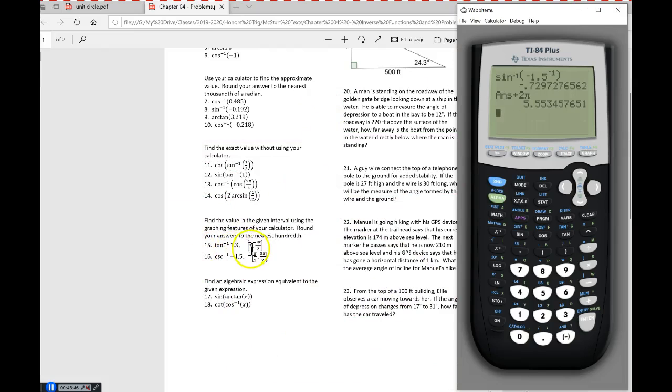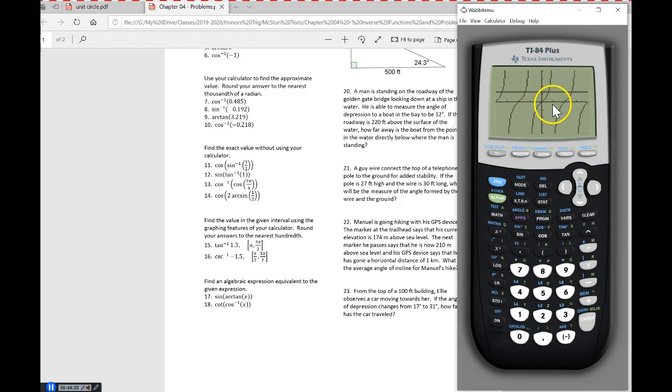So 15 asks us to do tan inverse of 1.3. So I'm going to graph tangent, not tan inverse, and then 1.3. Because what I want to find out, Joanna, is all the angles where tangent gives me 1.3. So I have to graph tangent and 1.3 and find the intersections. Those will give me the angle measures. We're already on the trig graph, so I'll just hit graph rather than zoom trig. Here's my graph for tangent, and here's my graph for 1.3.